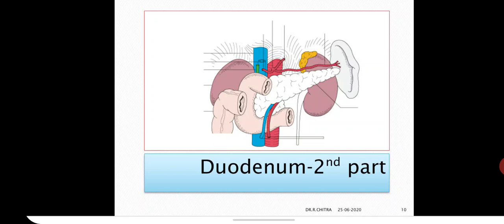So in this you can see the transverse colon is cut to show the second part of the duodenum. So what is running in front of the second part of the duodenum? Transverse colon. Above the transverse colon, the duodenal impression of the right lobe of the liver. Below this, coils of jejunum.